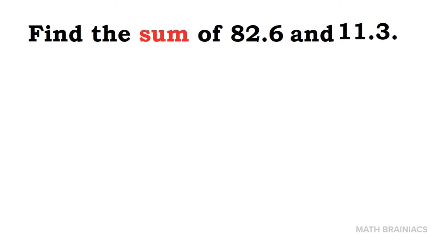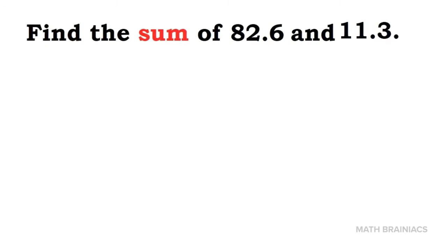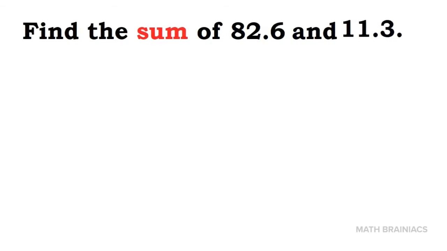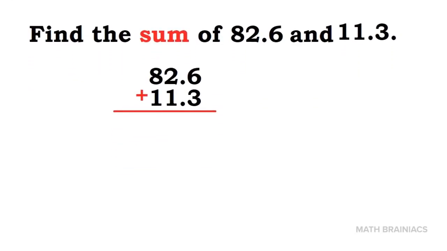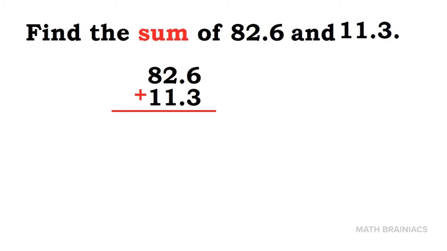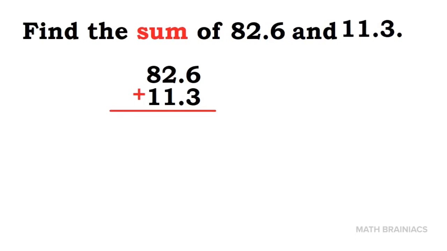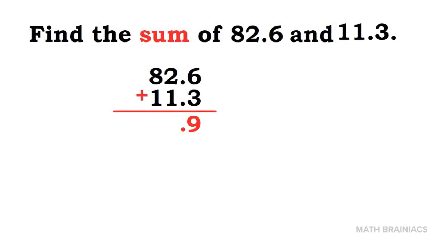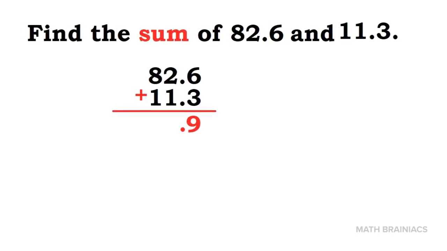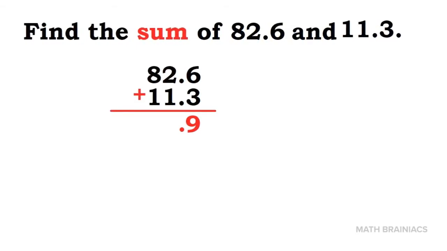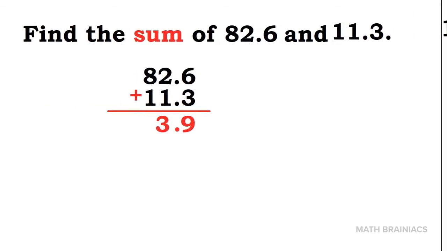Let us work on another example so that you can understand it well. Find the sum of 82.6 and 11.3. It will always be the same step. We're going to write the numbers vertically, line up the decimal points, and add as with whole numbers. Adding the rightmost part of the numbers, 6 plus 3 will give us 9. Then we're going to write down the decimal point as aligned.